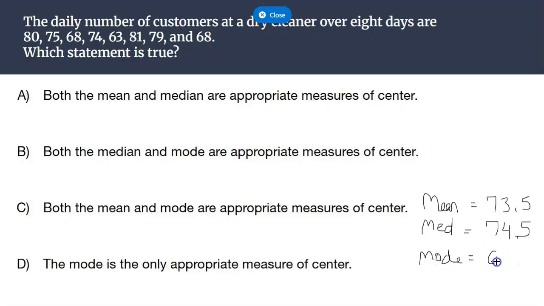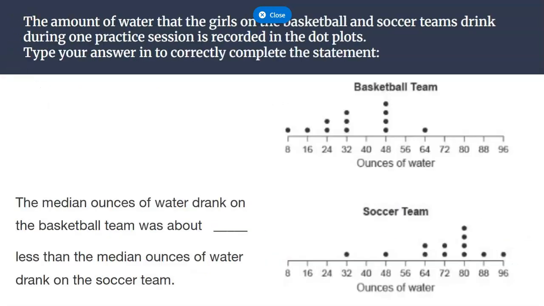The mode is 68. Now, looking at these three, the mean and median are closest together, so that would probably make the most true statement. The mode is kind of a distance. It's a little bit further away from the mean and median than the mean and median are to each other. So yes, 68 does appear twice, but it isn't as close to the measure of center as the mean and median. So we're going to choose A here for the best statement.